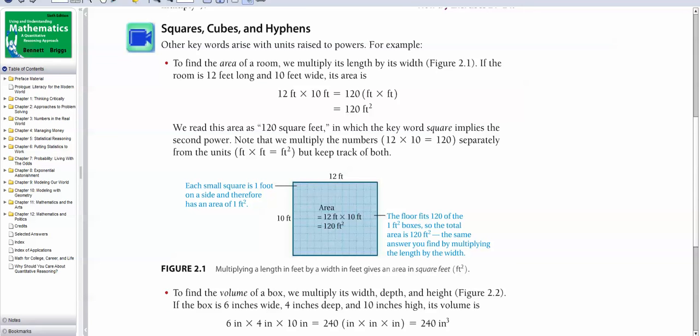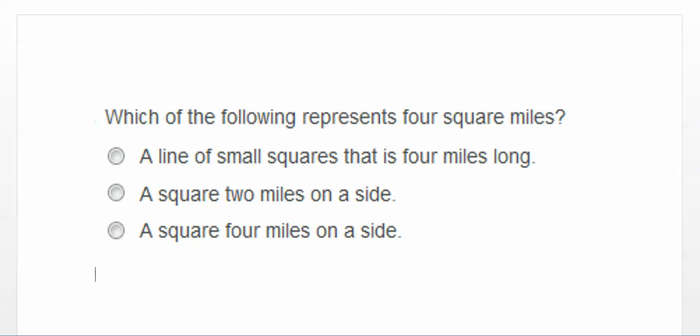Okay. So here they're talking about area of a room, and they refer to this in dimensions. And they're saying that the word square implies the second power, meaning when we talk about feet squared, we're talking about square footage, square feet. So what we're looking for are the sides of a square. Now in this case we don't have a square, we have a rectangle, but 10 feet by 12 feet, multiply 10 and 12 and I get 120 square feet. So going back to our question, which of the following represents 4 square miles?